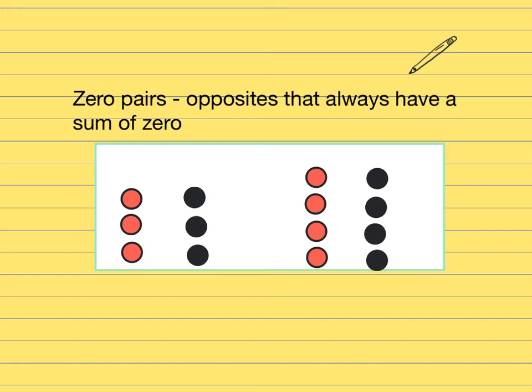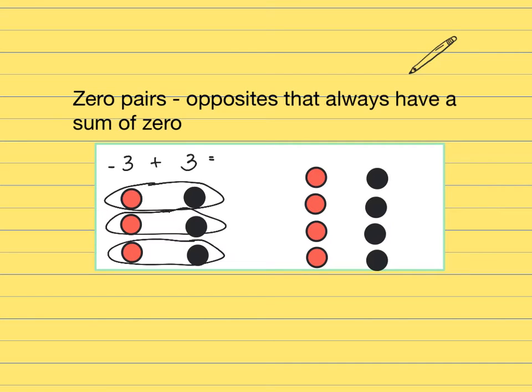Zero pairs. Zero pairs are opposites that always have a sum of 0. So let's look at this first example. There are 3 negative counters drawn, so we'll write negative 3, and then here are 3 positives. And if we add those together, each of these pairs add up to 0. So that means that altogether, we have a sum of 0.